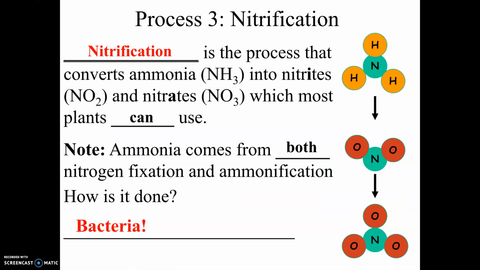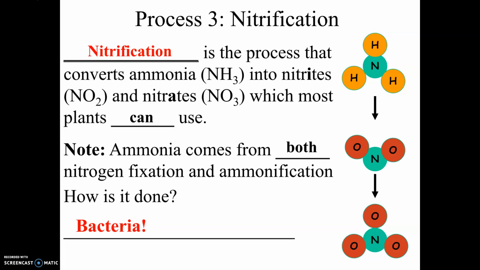The third process is called nitrification. This is the process that converts that ammonia that's now in the soil to nitrates or nitrites, which are the form that most of the plants on Earth are able to use.